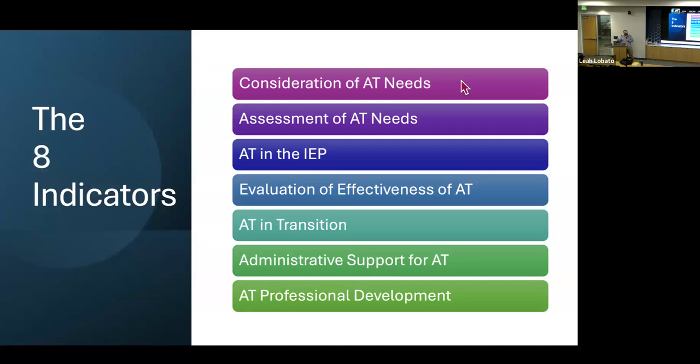So again, there's going to be 5 or 6 different areas we can look at in that consideration of AT needs. Like, do we have a dedicated way to document that consideration? Do we have a way to do this?